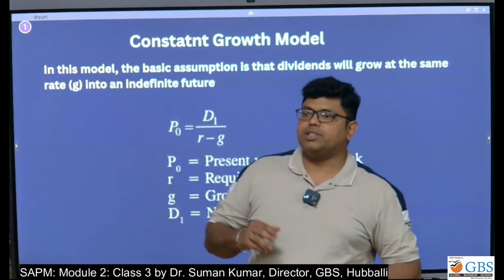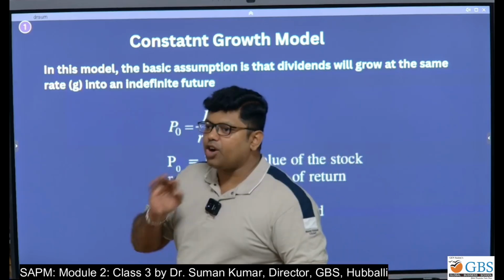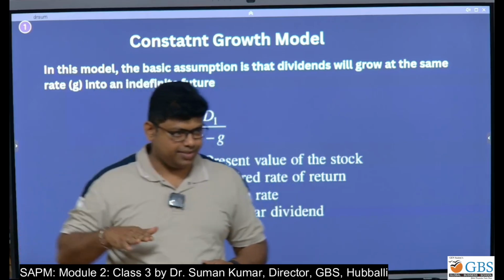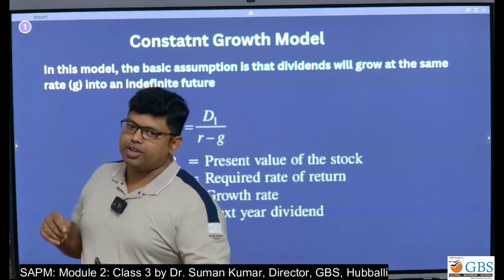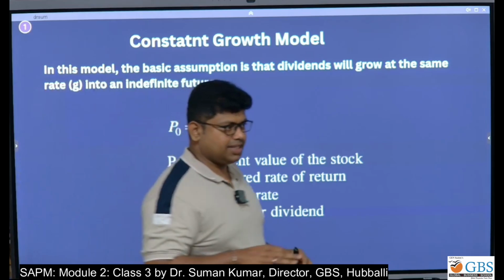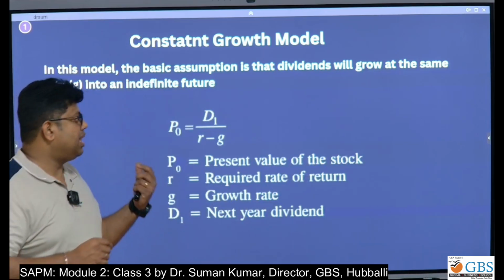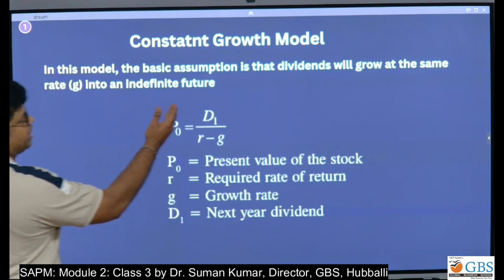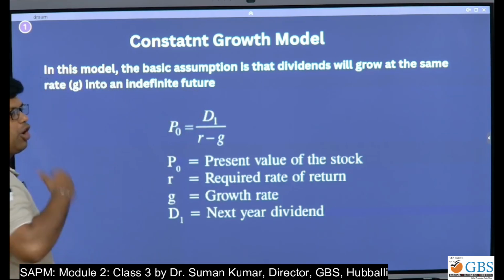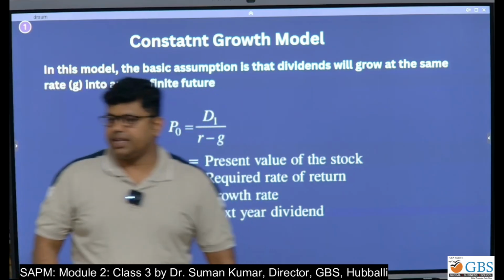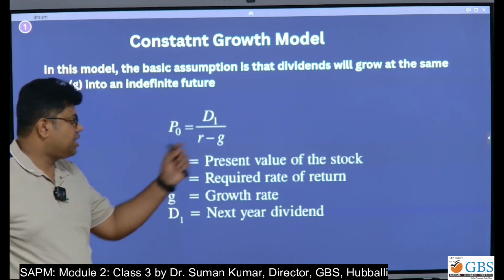So what is the importance of this model? Very simple, one assumption: dividend will be growing at a constant rate, there will be no deviation. Actually this model may not always be possible because every year the dividend will change, but when the dividend growth is constant, then we are going to use this formula. That is the basic fundamental assumption here. The dividend will grow at the same rate into an indefinite future, we don't know how many years. Are you understanding? If this kind of situation comes, we use this formula.